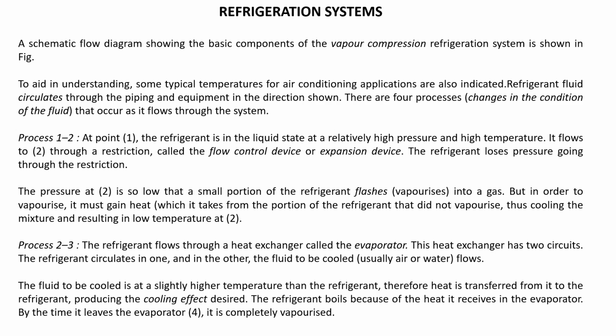From point 2 to point 3, the refrigerant flows through the heat exchanger called an evaporator. The heat exchanger has two circuits: the refrigerant circulates in one, and in the other flows the fluid to be cooled, usually air or water. The fluid to be cooled is at a higher temperature than the refrigerant. Therefore, heat is transferred from it to the refrigerant, producing a cooling effect.